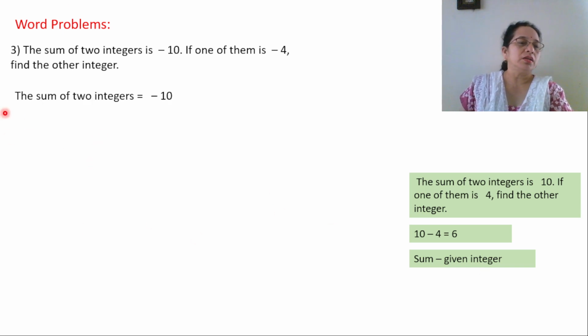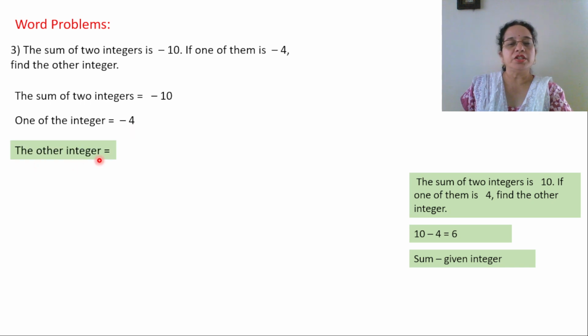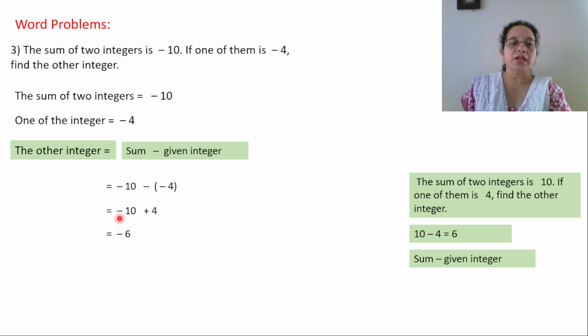Okay, so start writing the statement. The sum of the integers is minus 10. One integer is minus 4. Therefore, for the other integer, you can use this formula: sum minus given integer. So what is the sum over here? Minus 10, minus the given integer, minus 4. Two negative signs are there, so we write this in one bracket. Now negative of a negative will become positive. Signs are different, subtract the numbers, so 10 minus 4 will give you 6. The greater number's sign will come in the answer, so the answer will be minus 6.